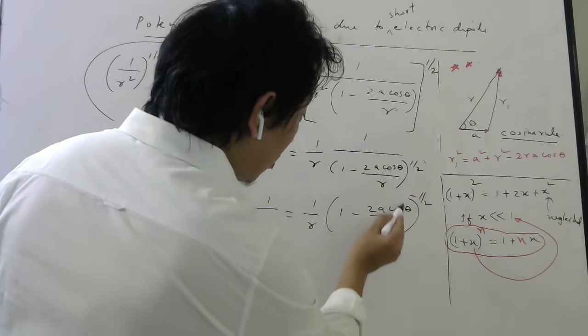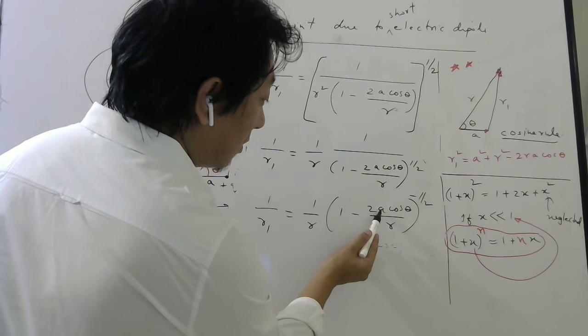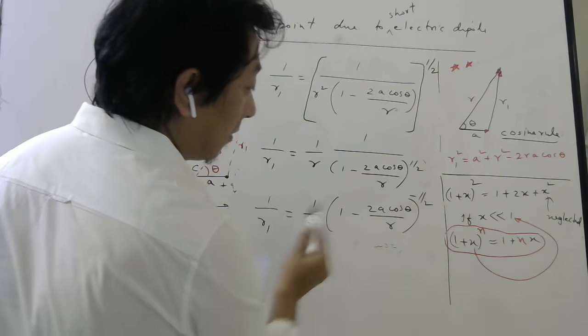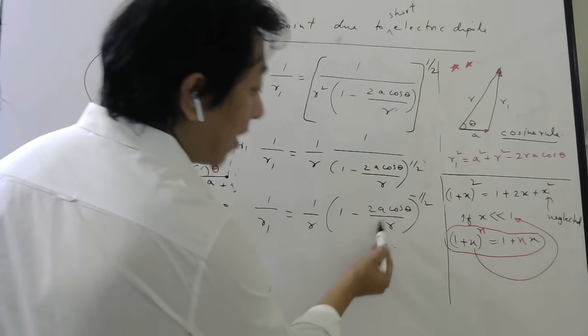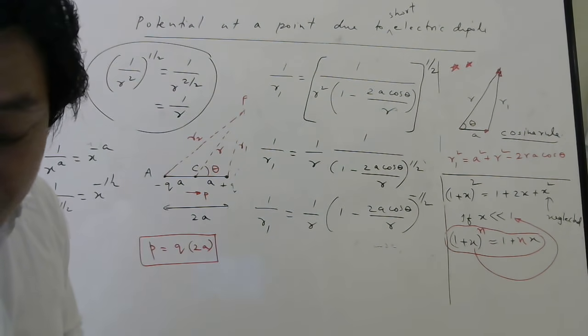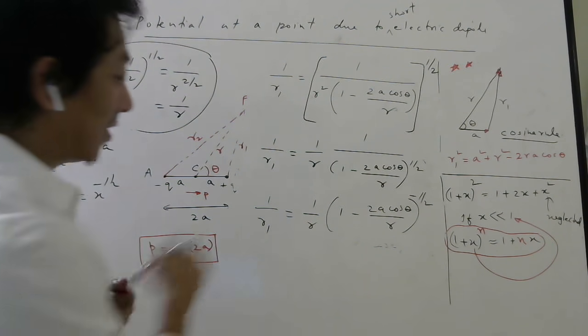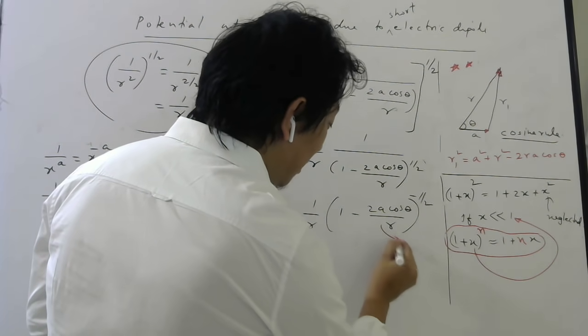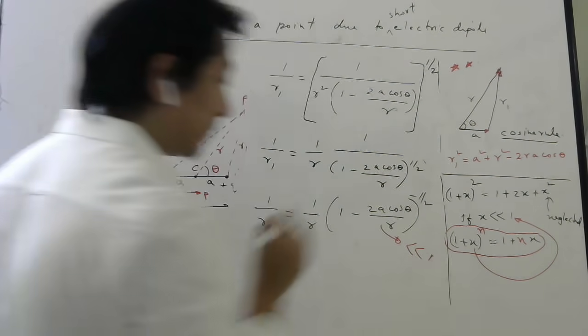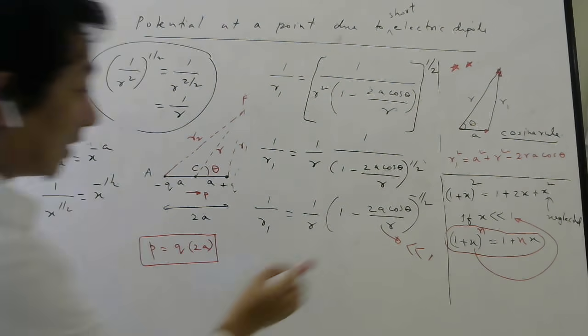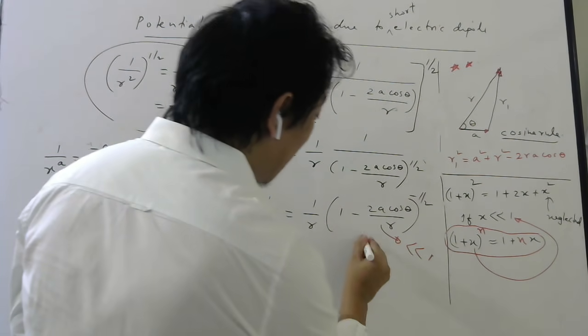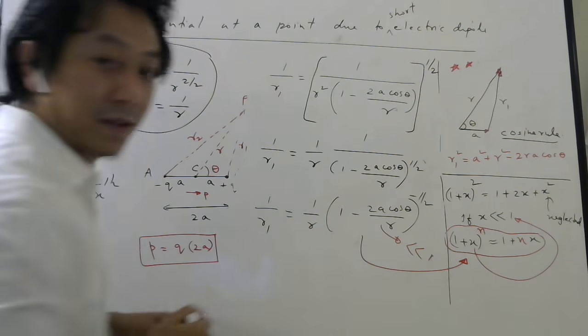Now this quantity, look carefully, a is very small compared to r. So small divided by large will be less than 1. So this quantity is less than 1. Since it is less than 1, I will apply the binomial result.